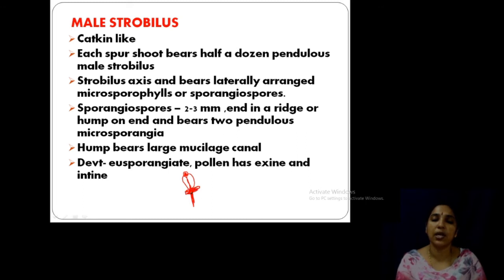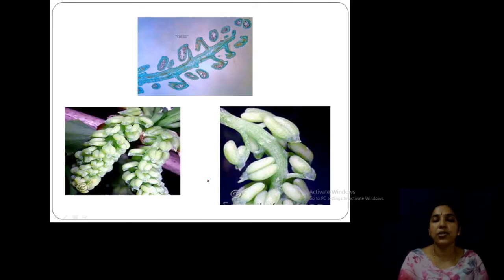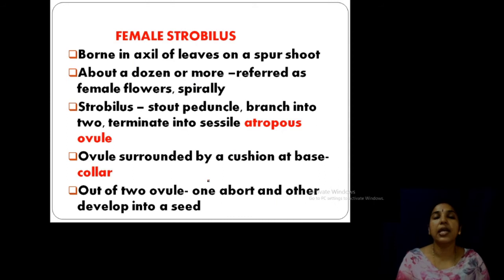This is the actual hump, and on the hump it is arranged, and the apex also has a sterile portion, and this one has the mucilage canal. Now, see this diagram closely, you can observe that stamen-like pattern. Then the female strobilus. The female strobilus is also borne on the axil of a spur shoot, and it is also a dozen or more, and you can call it like female flowers.